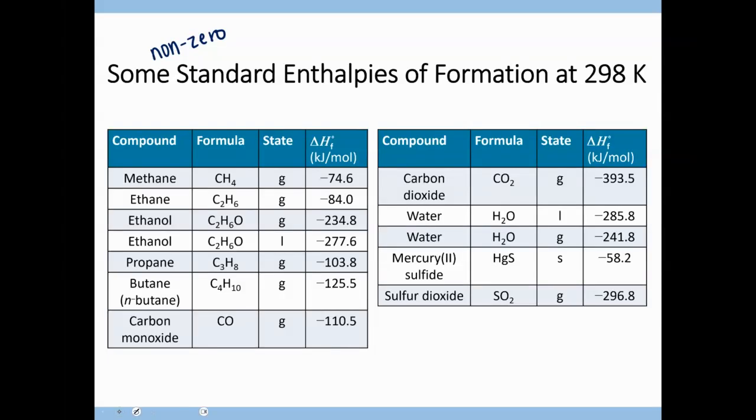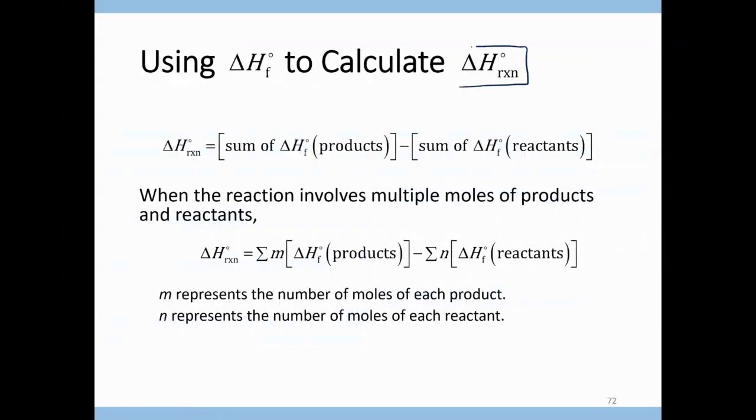So on the next slide, this explains how we can use these known values to calculate the change in enthalpy for an overall reaction. For the change in enthalpy for an overall reaction, we take the sum of the change in enthalpy of formation of all the products multiplied by the coefficient of each product, and then subtract the sum of the change in enthalpy of formation of all of the reactants multiplied by the coefficient for each reactant, and that will give you the standard enthalpy of the reaction. As long as you have the balanced equation and the enthalpies of formation of everything involved in the reaction, then you can find the change in enthalpy for the overall reaction.